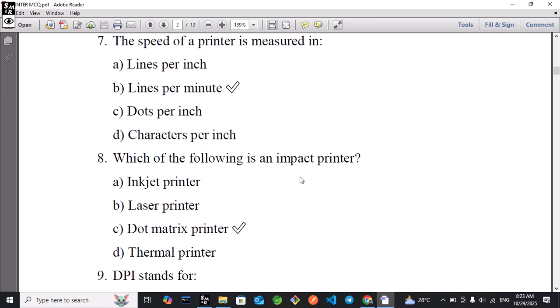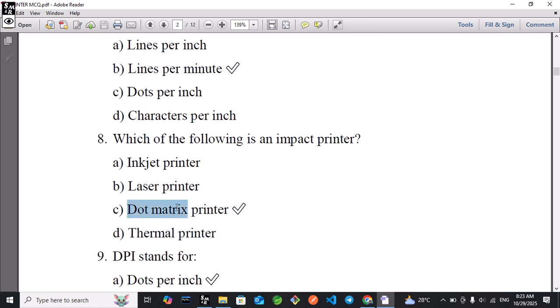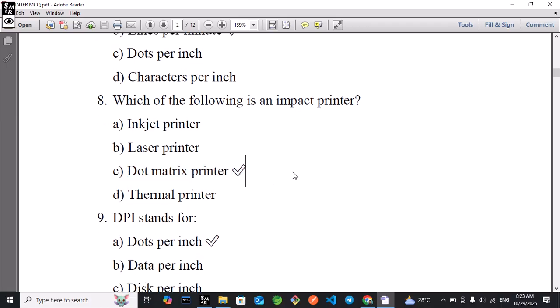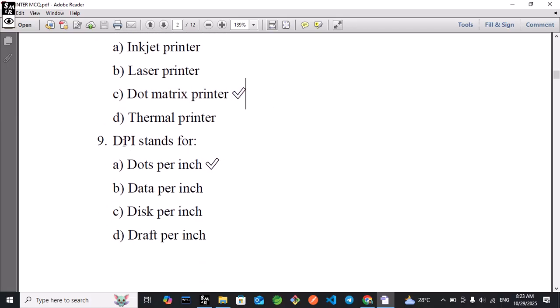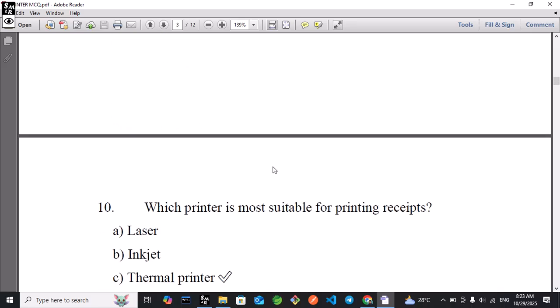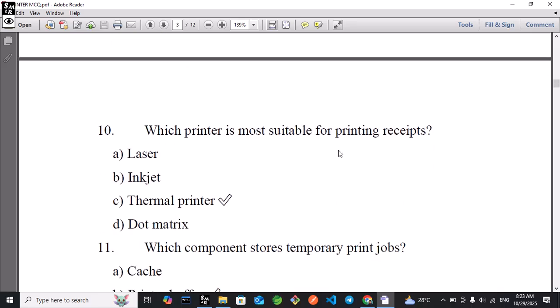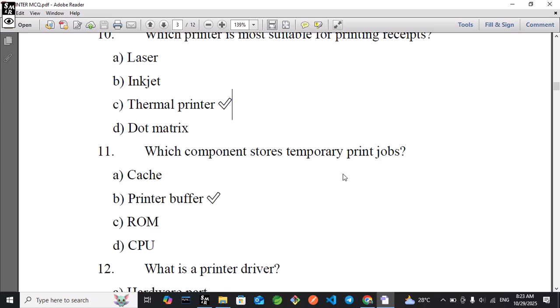Which of the following is an impact printer? Dot matrix printer. DPI stands for dots per inch. Which printer is more suitable for printing receipts? Thermal printer. Which component holds temporary print jobs? Print spooler.